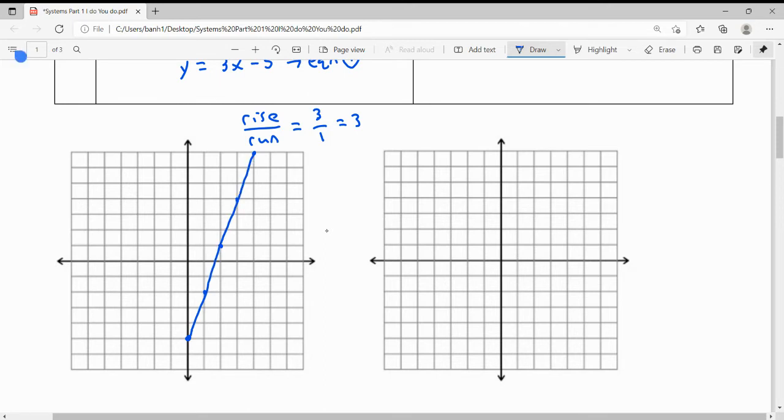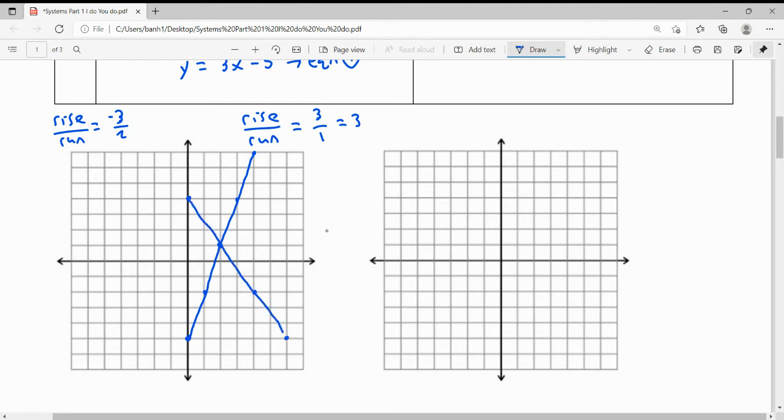Now for equation 2, my y-intercept is at 4 because, as you can see, it's plus 4. So 1, 2, 3, 4, plus 4 up here. And then my rise over run, my slope, is negative 3 over 2. That means I go down by 3 and I go to the right by 2. So let's do that. 1, 2, 3, 1, 2. Okay, another point here. 1, 2, 3, 1, 2. Again, 1, 2, 3, 1, 2. Now I can connect my points.